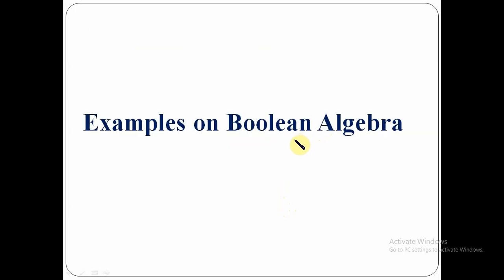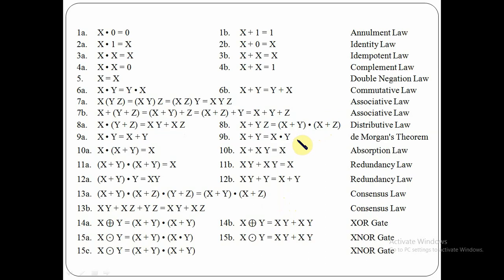We move towards some examples on Boolean algebra. These are some laws with OR and AND gates. Whatever the laws for AND and OR gates are will be given, that is De Morgan, distributive, associative, commutative, double negation, complement, identity law, XOR, XNOR, all those laws will be given here.